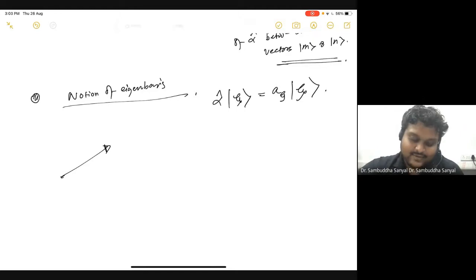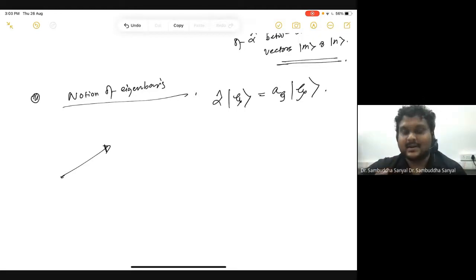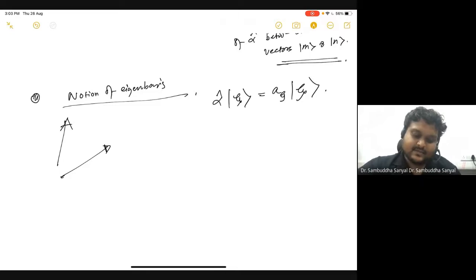Now if you act an operator, which means some operation, for example, rotation is an operation. There could be other kinds: you stretch it, rotate it, reflect it. These are linear operations. When you do that, it becomes another vector. So the operator which does that is this.